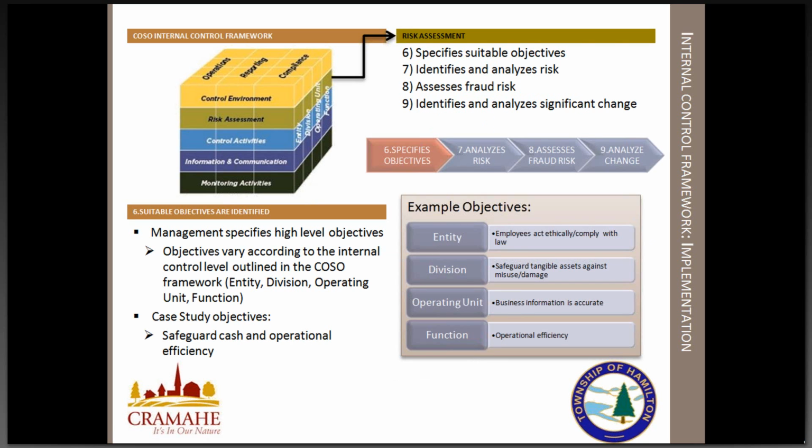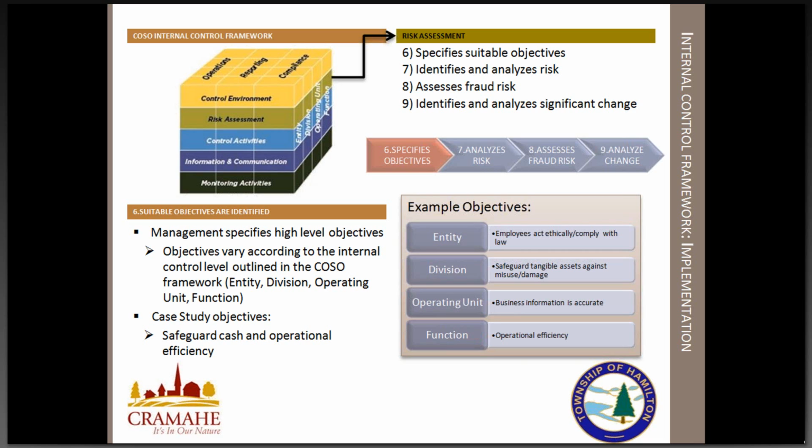So at this point, we know that sound internal controls require a commitment from management. However, internal controls are implemented to ensure that management objectives are met. So when evaluating control effectiveness, management must specify some high-level objectives, which can vary according to the applicable internal control level in the COSO framework. So entity, division, operating unit, or function, as shown along the right side of the framework cube.